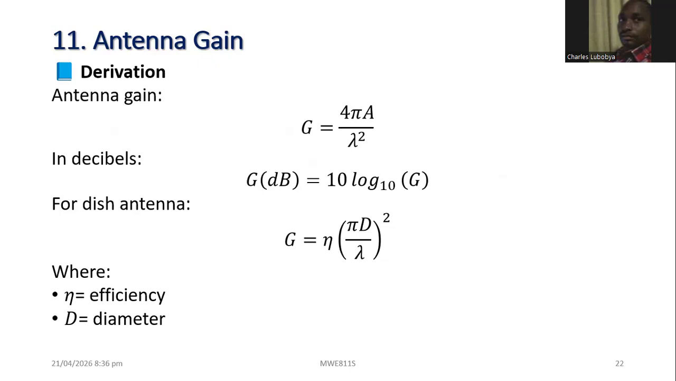But if I know, for example, the diameter of a dish, D, I can also calculate gain given the efficiency as efficiency multiplied by pi D over wavelength, squared, where the capital D there now denotes the diameter of a dish that is used to basically either transmit or receive the signals.